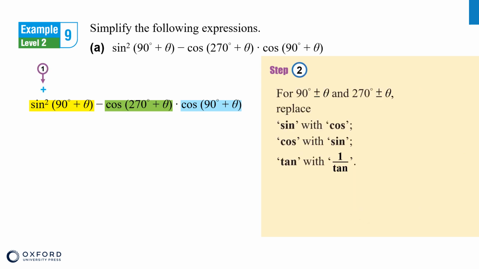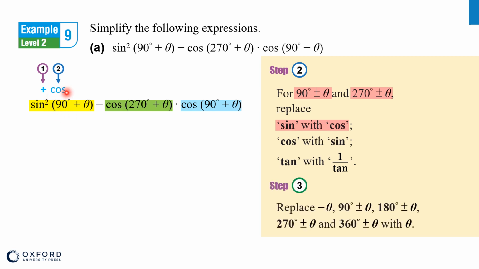Step 2, if the angle is 90 degrees plus or minus theta, or 270 degrees plus or minus theta, which is the case in this question, we'll replace sine with cosine. Step 3, we replace 90 degrees plus theta with just theta. Don't forget the square, which will give us the result of cosine squared of theta. Now we've entered the first trigonometric ratio. Let's work on the next one.